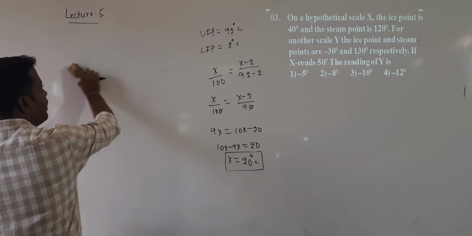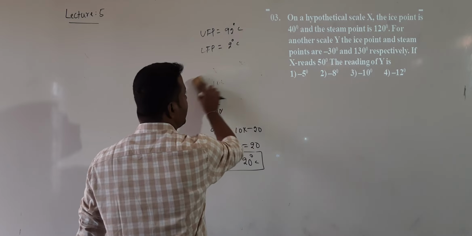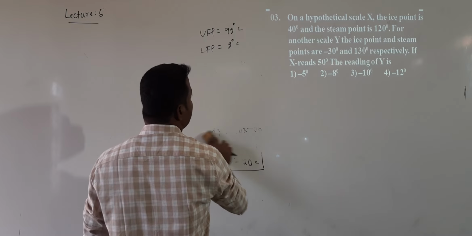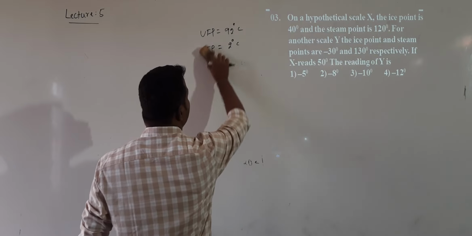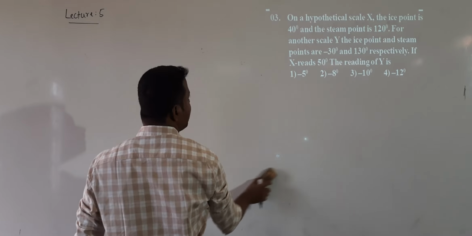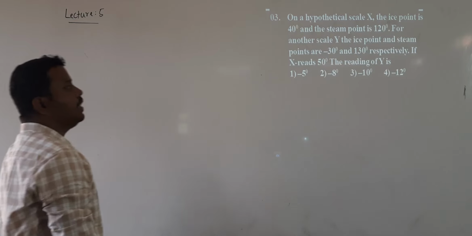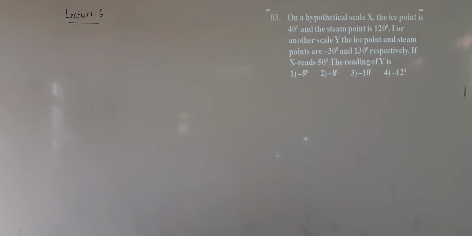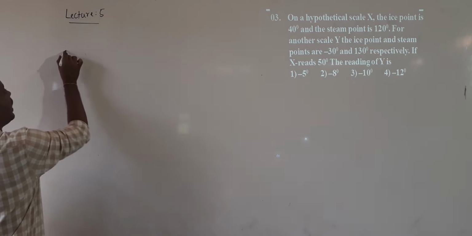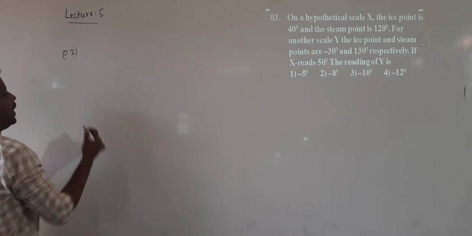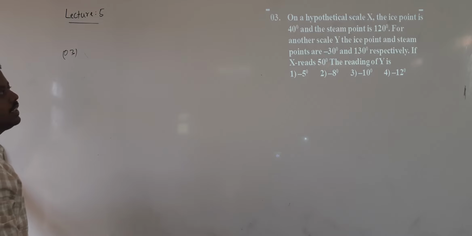So the question given is: on a hypothetical scale x, the ice point is 40 and the steam point is 120 degrees. For another scale y, the ice point and steam point are -30 and 130 respectively. If x is reading 50 degrees, what is the reading of y? There are two scales: one is scale x and the other is scale y.